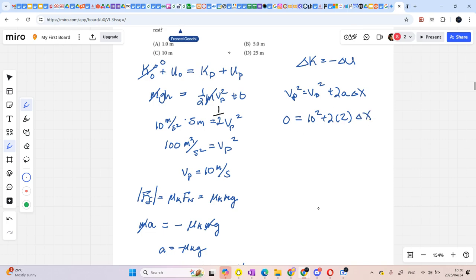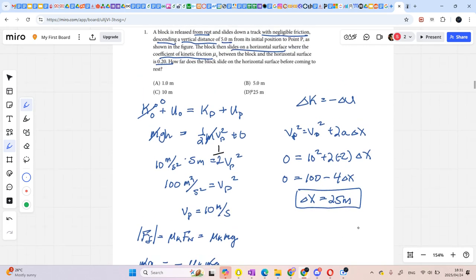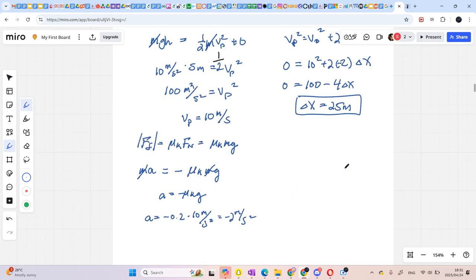We do some algebra here. Actually, this should be negative 2. Apologies. 0 is equal to 100 minus 4 delta x. Simple algebra gets us that delta x is equal to 25 meters. So our answer should be D, 25 meters. So that's how you can do it with kinematics.